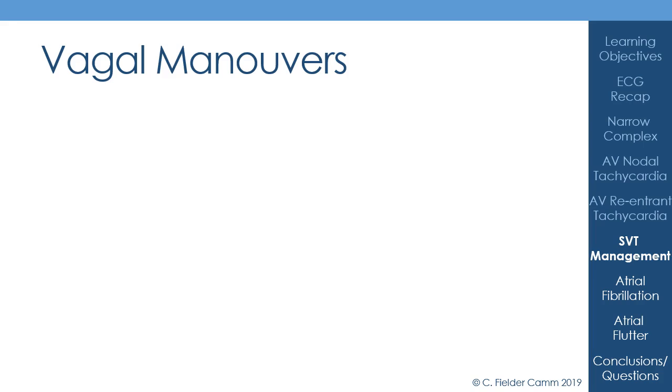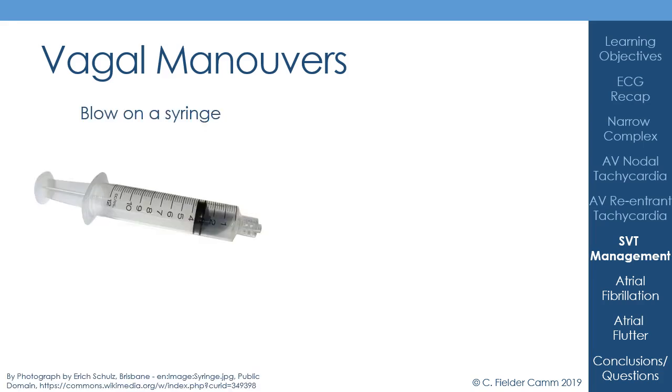So you can undertake what are called vagal maneuvers, okay? And there are two key ones to know about. So the first is you get the patient to blow on a syringe, okay? Or get them to cough, but blowing on a syringe is particularly good. And what that does is increases intrathoracic pressure and therefore increases stimulation of the vagus nerve as it runs through the chest. Now, this essentially causes a Valsalva maneuver.